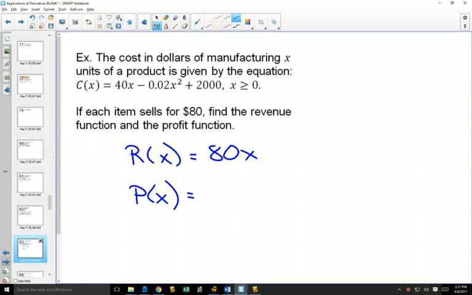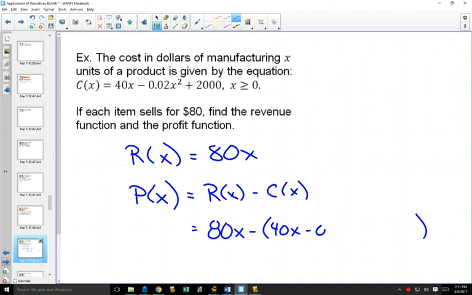So your profit is always going to be your revenue minus your cost. In this case, your revenue function was 80x minus your cost function, which I'll put in brackets here, 40x minus 0.02x squared plus 2,000. And if you wanted, you could simplify this.